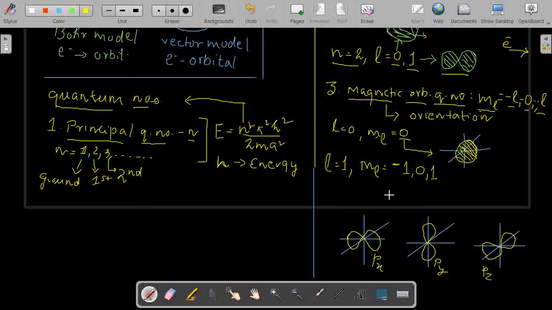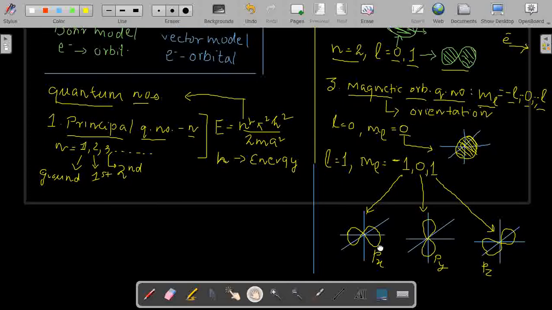the orientation may be like this along the x-axis, and we can denote it as p sub x. If it is 0, maybe it's along the y-axis, and we can write it as py. And if it is 1, the orientation may be along the z-axis, and we can write it as pz. So you can see the dumbbell is oriented along the x-axis, y-axis or z-axis, and hence there are 3 possible orientations. You must remember that when we are talking about L equal to 1, it's a dumbbell. When L is equal to 2, the shape will be something different, but right now we are not going to discuss that. Let's restrict ourselves to only this point.